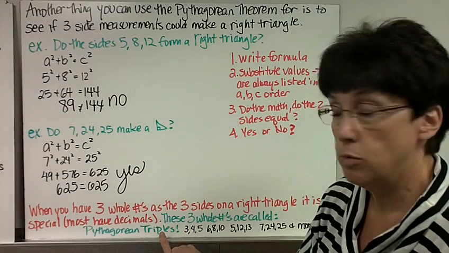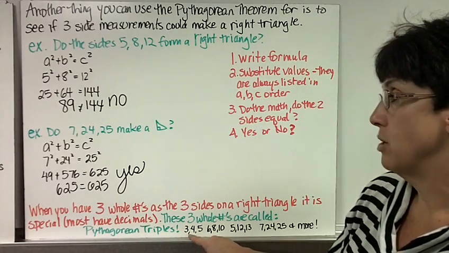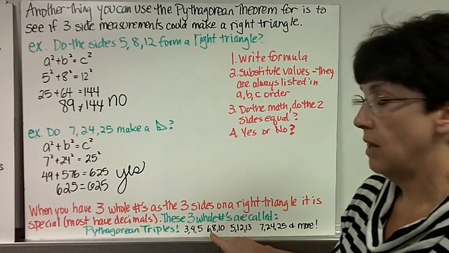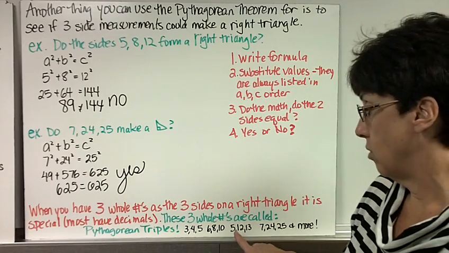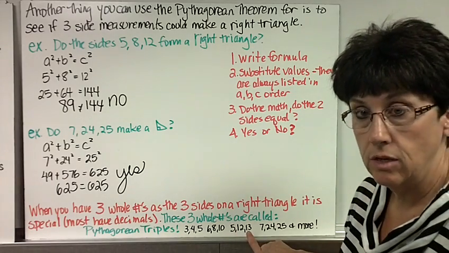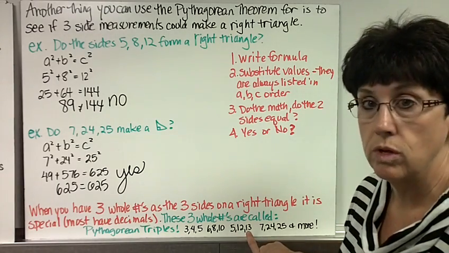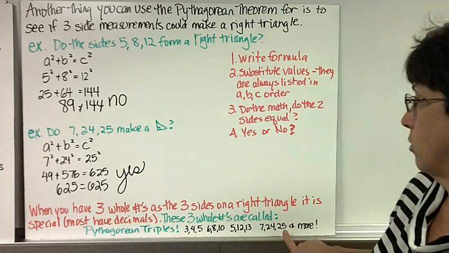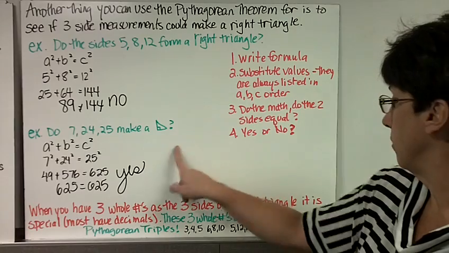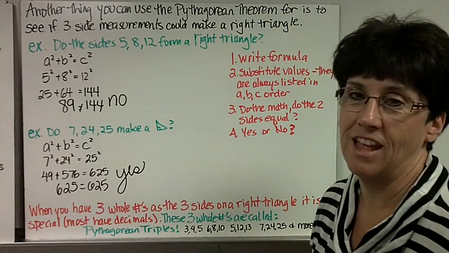And some examples are the problems that we've done today. The side measurements 3, 4, 5. Now times each by 2. 6, 8, 10. Also 5, 12, 13. And you could times those numbers by 2, 3, and 4, and they would be just bigger right triangles. 7, 24, 25, like we did here. And there are a lot more. And that's it.